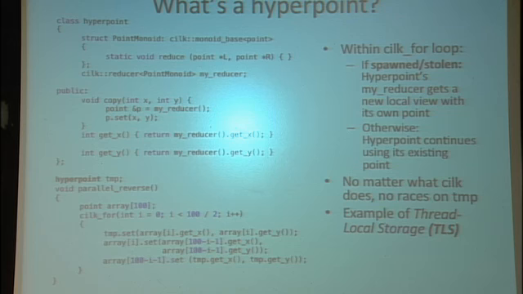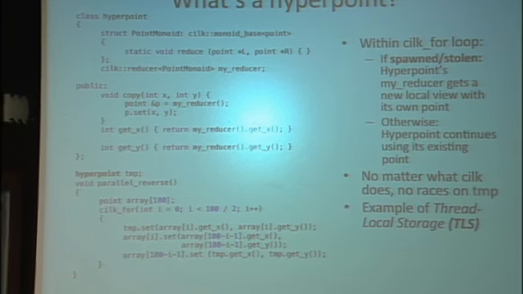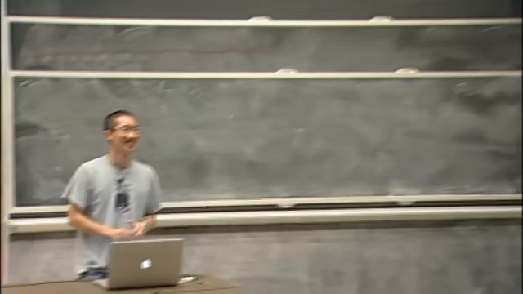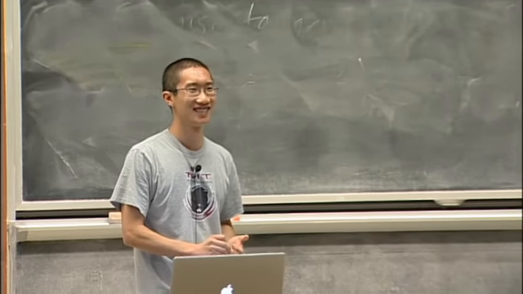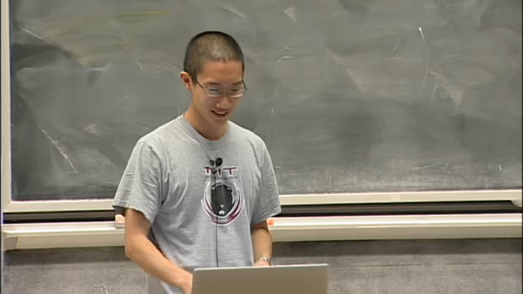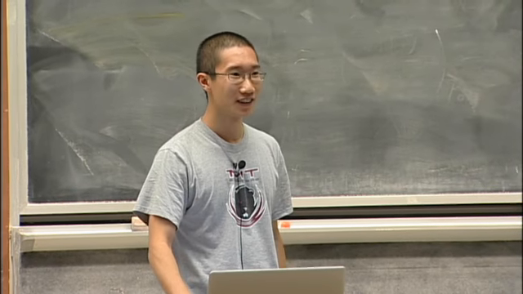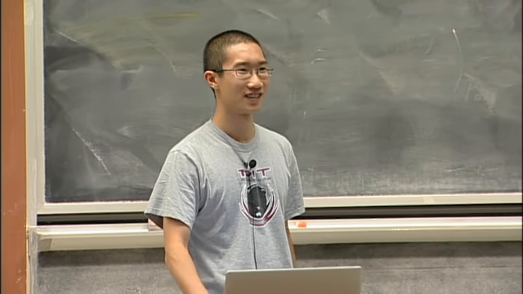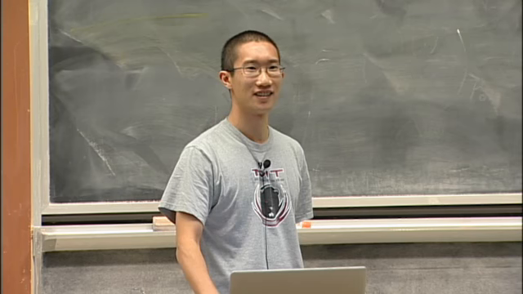The monoid is the associative operator that has an identity and a reduce operation and some other things that I forgot. Any more questions?